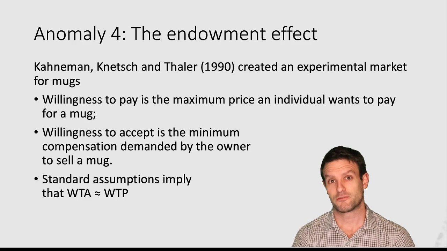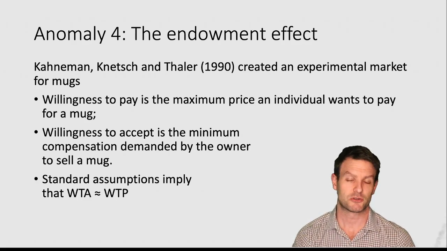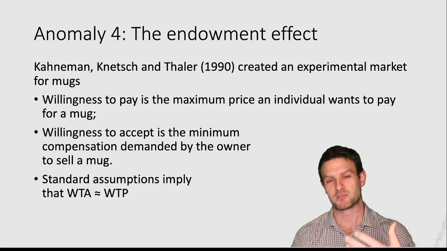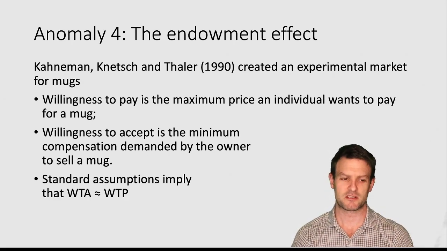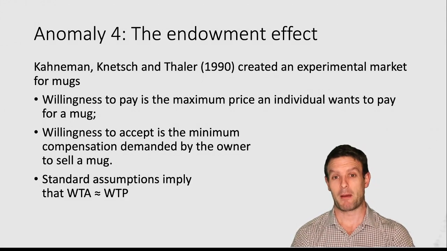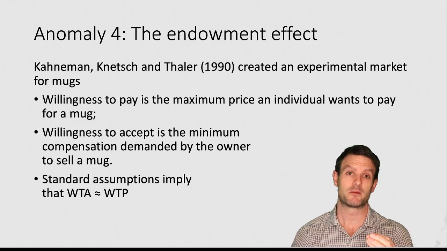Okay, so the final anomaly that we need to understand is the endowment effect. So Kahneman, Knetsch, and Thaler in 1990 ran an experiment where they gave people some mugs. They endowed them with mugs. Now, willingness to pay is the maximum price an individual wants to pay for a mug. Willingness to accept is the minimum compensation demanded by the owner to sell a mug.